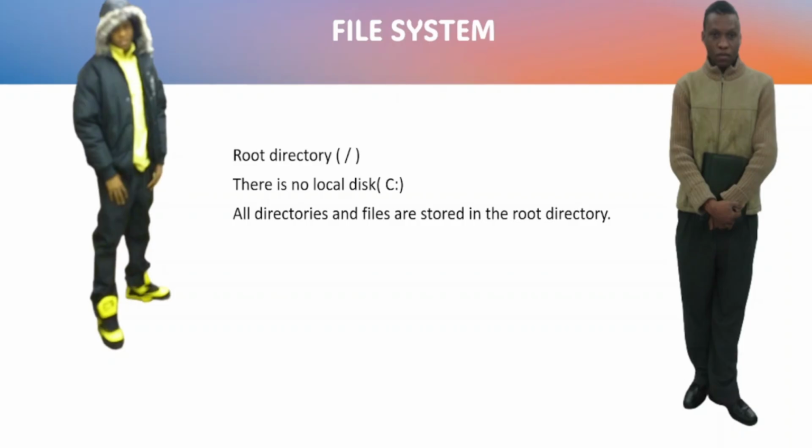So in Linux, we have something called root. We have the root directory. In Linux, we don't have a local disk. There's no local disk in Linux. All the directories and files are stored in the root directory. When I say directory, it's like a folder in Windows. So all the folders and files are stored in the root directory. In Linux, we don't say folder, we say directory.